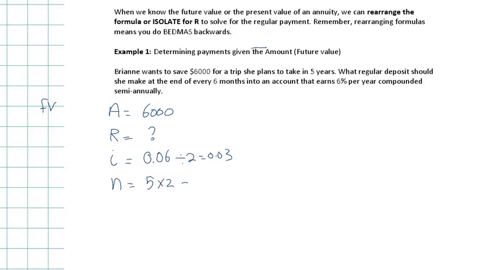Okay. Now, I know which formula I need to use. It's a formula that has A and that you're looking for R, right? So R equals A times I over, what was it, 1 plus I to the power of n minus 1, right?